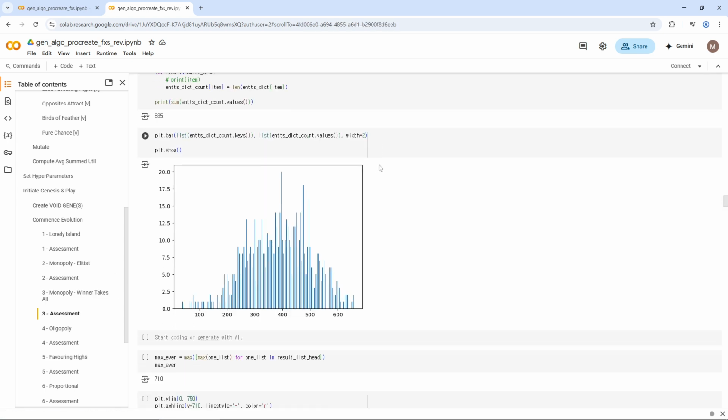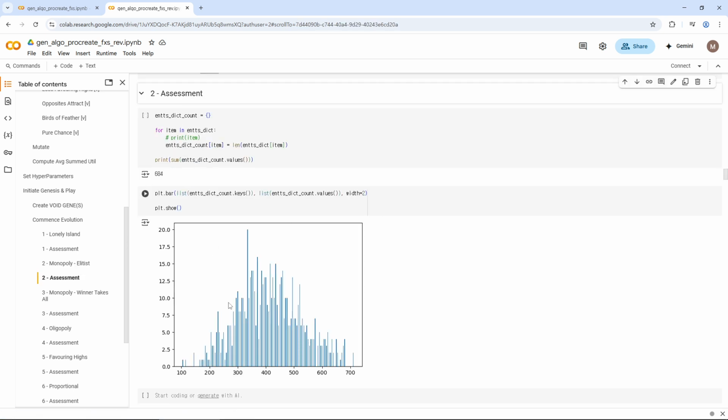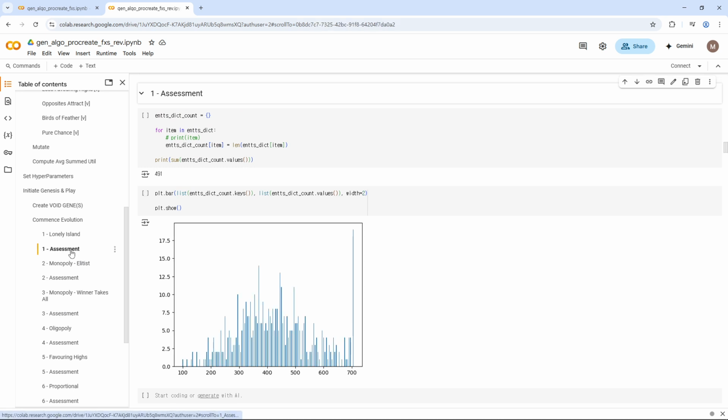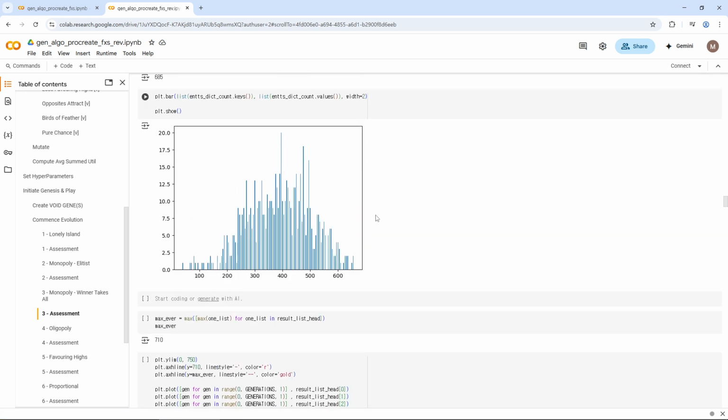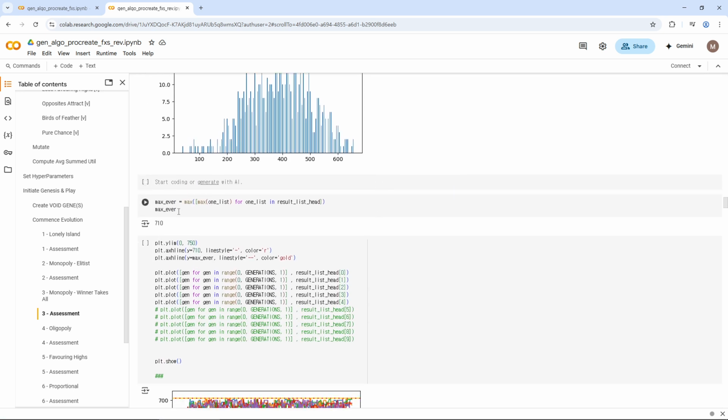And here's the assessment. Somehow this time there are more entities towards the right, but overall it is a normal distribution, slightly skewed to the left. It's heavier on the right side compared to this. But it did hit that maximum ever, which is 710, the best possible entity that could ever be. It did reach that, so that's a plus.